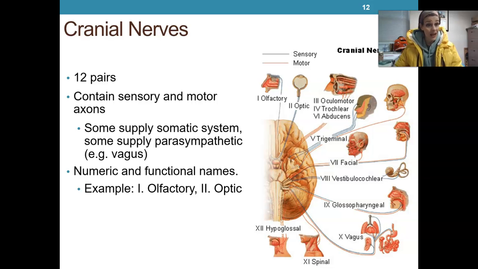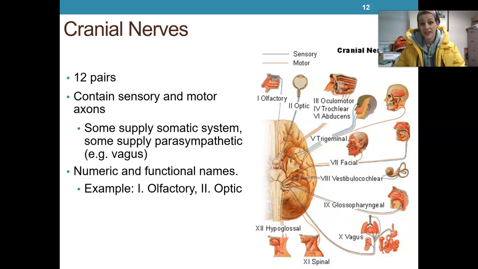Some of these nerves are purely sensory, such as the optic nerve, which we'll talk about after the first exam. Some of these are purely motor, such as the ocular motor nerve, the trochlear nerve, or the abducens. And some of these are going to be mixed, like the trigeminal nerve and the facial nerve. So some of these are purely sensory, some are purely motor, and some are mixed.